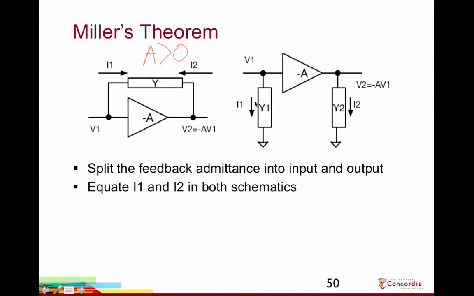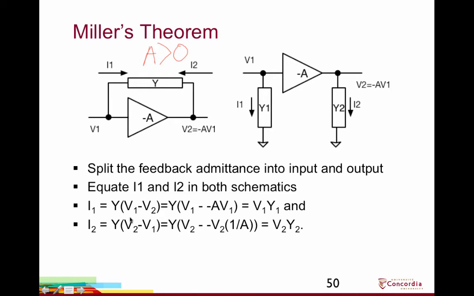So we will come up with equivalences for Y1 and Y2 by matching the currents I1 and I2 in the two schematics. So on the left, I1 is going to be the voltage drop across the admittance multiplied by the admittance. So V1 minus V2 multiplied by Y will give us the current I1. Now, we're going to substitute in for V2. V2 is minus A times V1. So we get V1 minus A times V1. On the right, I1 is going to be equal to V1 times Y1 because this is a grounded admittance.